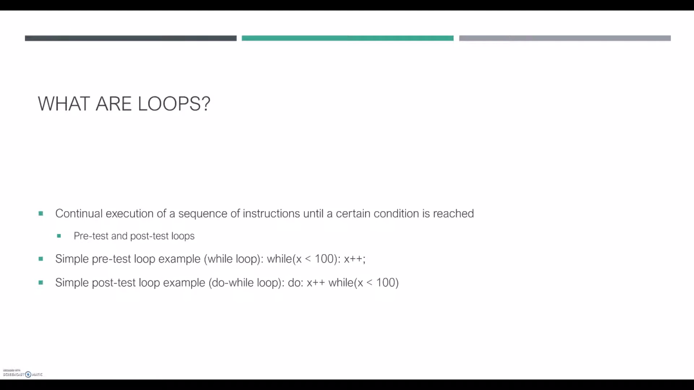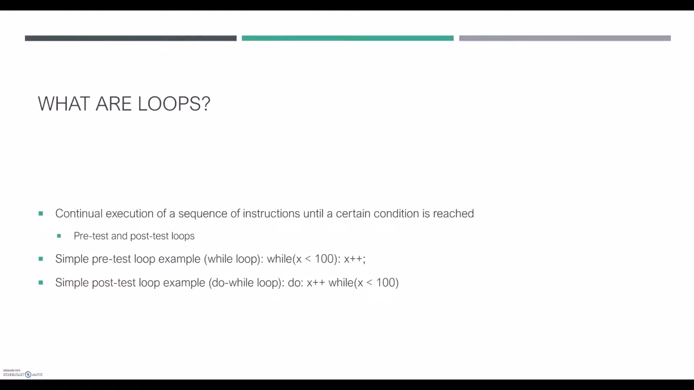There are two types of loops, those being pre-test and post-test loops. The distinction between the two is simply that a pre-test loop checks the loop condition before executing the code inside the loop scope, whereas a post-test loop checks the condition after executing the code in the scope of the loop.